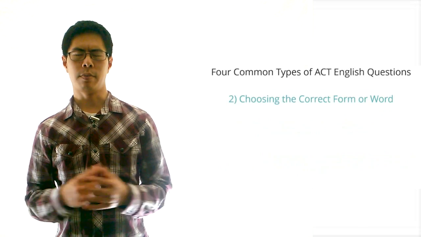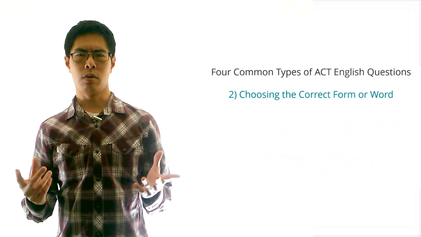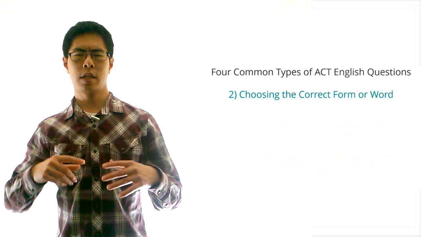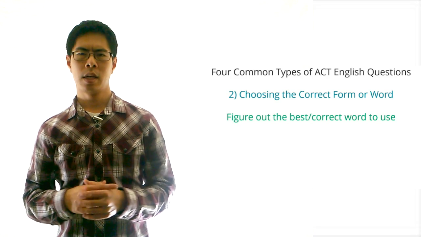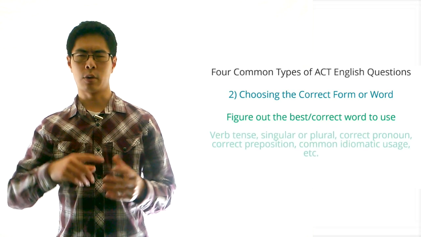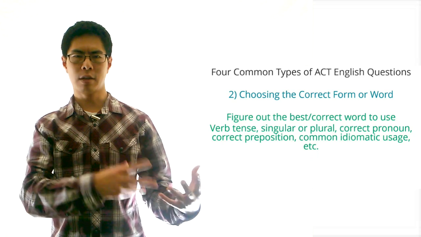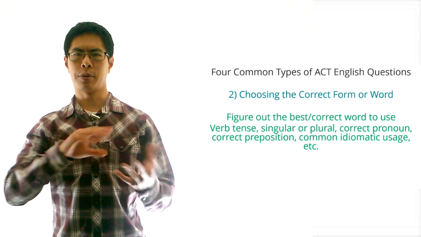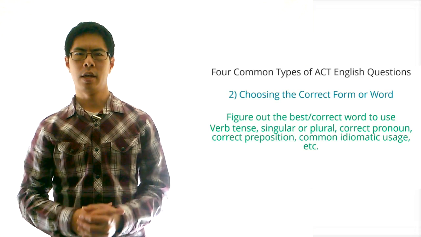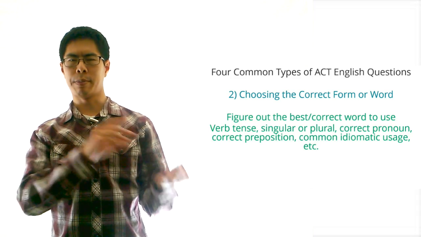Question type number 2, choosing the correct form or word. For these types of questions, you're going to need to figure out the correct or best word to use for a sentence. Some questions will ask you to choose the correct verb form or tense, such as present or past tense or singular or plural. Others might ask you to choose the correct pronoun, such as singular or plural pronoun. Other questions might ask you to choose the correct preposition to use.